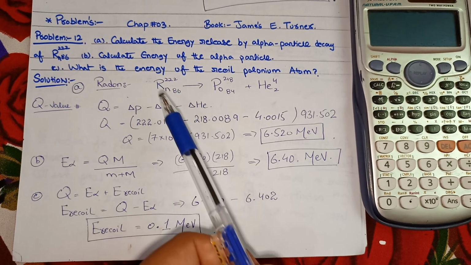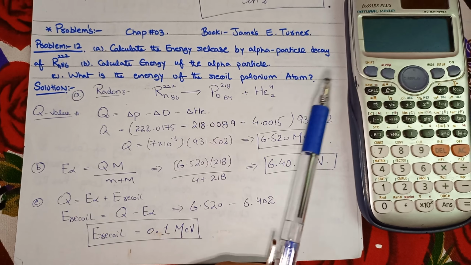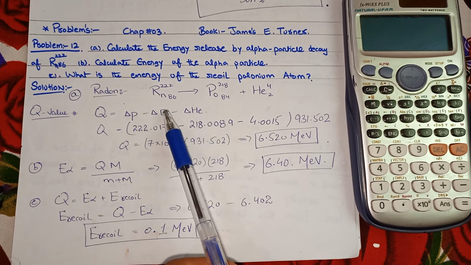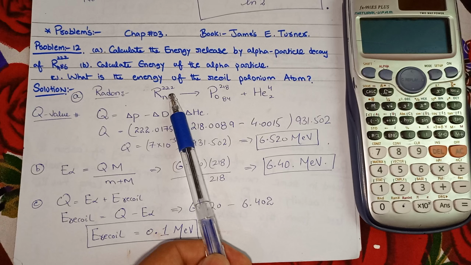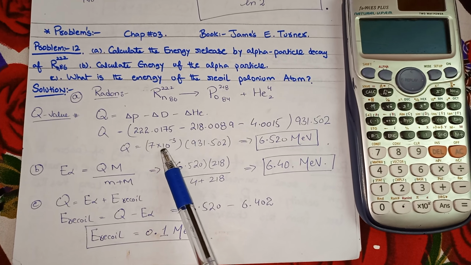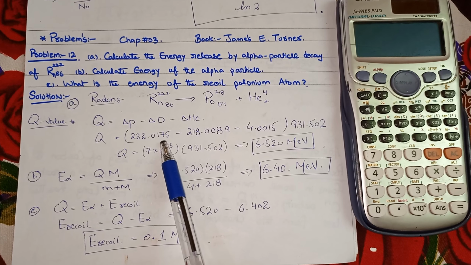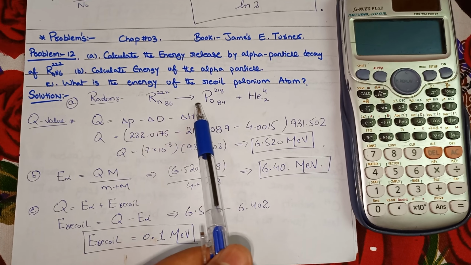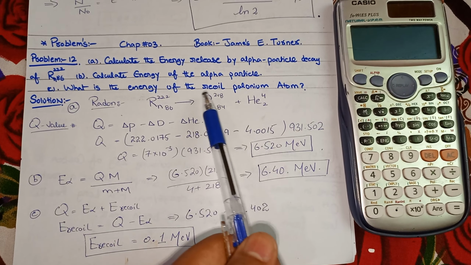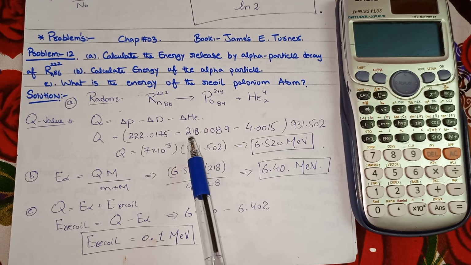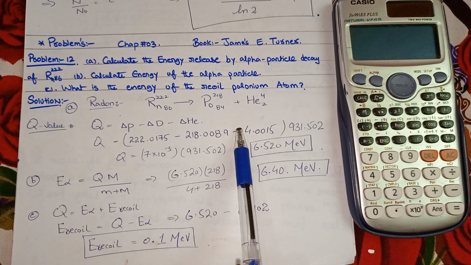This is alpha decay, so you know that in case of alpha decay, you can find the Q value by parent minus daughter. Parent is radon, whose mass is 222.0175. This must be given in your problem. Minus the daughters here, which are two, polonium plus helium, it becomes minus the mass of polonium minus the mass of helium.